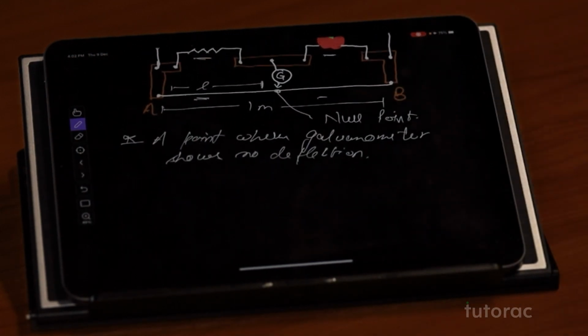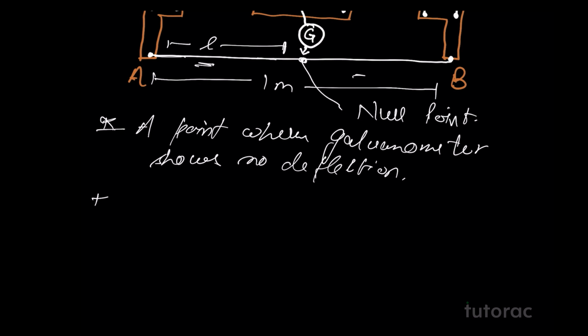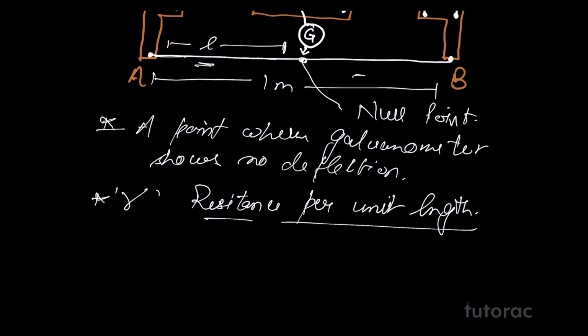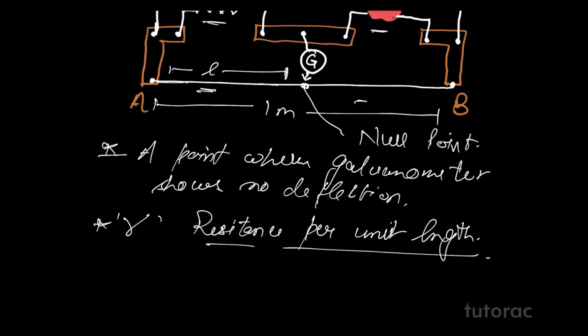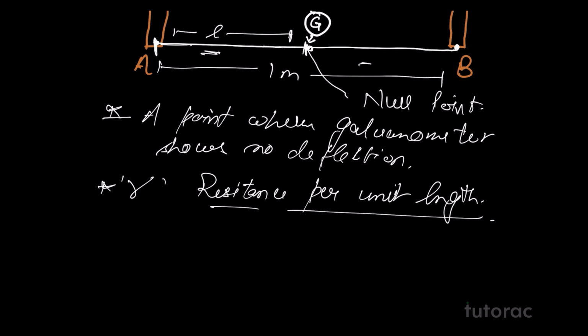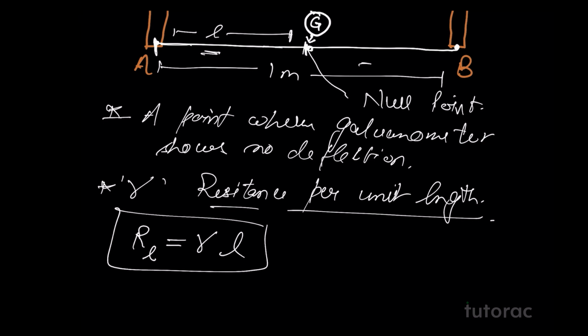So for that, let's say I am defining one more property. For the time being, I am calling that property gamma, and it's nothing but the resistance per unit length. Resistance per unit length is gamma. Now, if I have to calculate the resistance of this L length, where I am getting the Wheatstone bridge balanced, what will be the resistance of this L length wire? It's nothing but gamma into L. So the resistance of L length wire is gamma into L. This is my resistance of this.